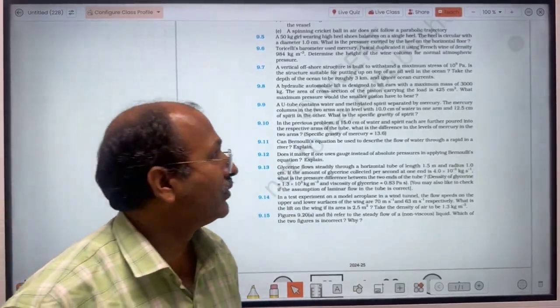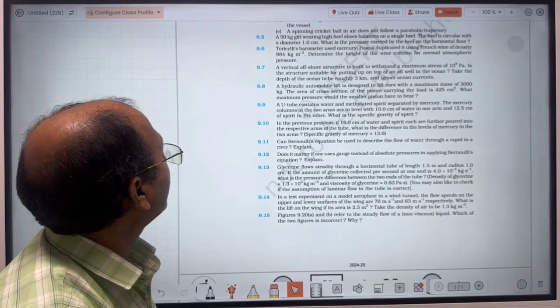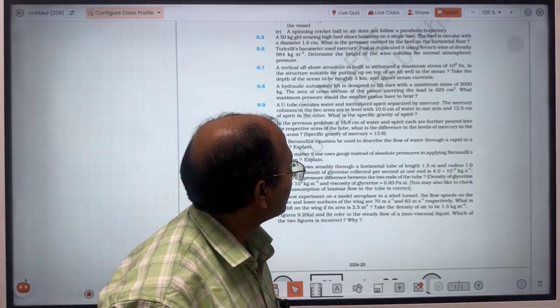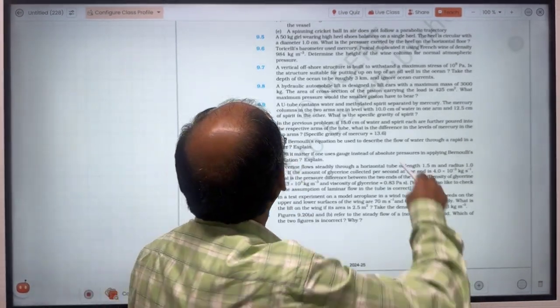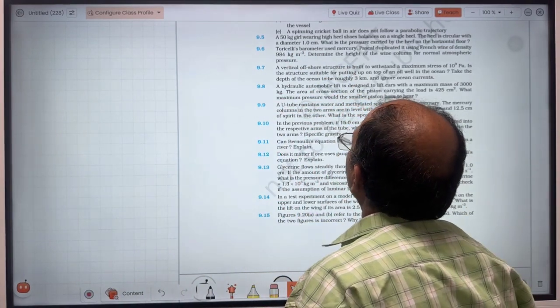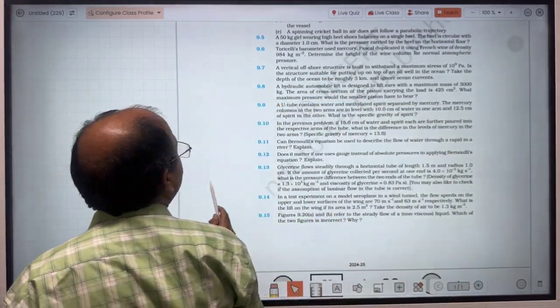We are going to solve the numericals from 9.10 onwards. In the previous lecture, we have studied the numericals till 9.9. Now let's read the question.